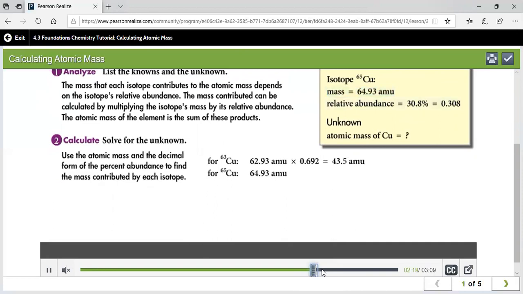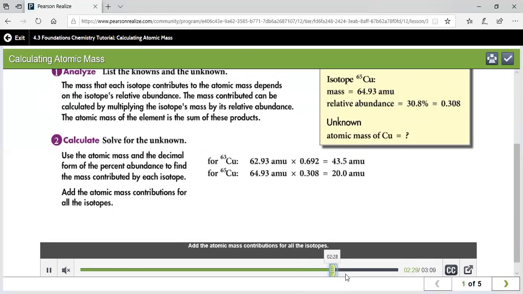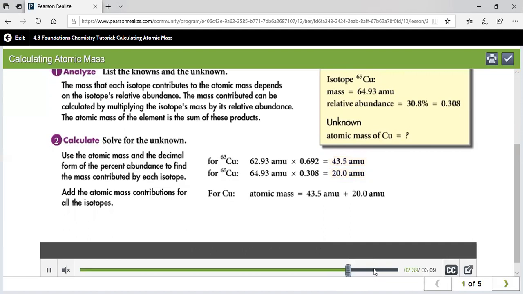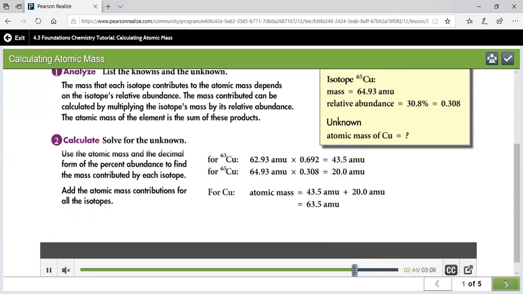Exactly, I'm getting the percent in decimal. Never forget, I don't use the percent as it is. I divide the percent by 100 before I use it, to get it in decimal form. After that, I add them together, and it will be 63.5 by the end. That is a good answer.